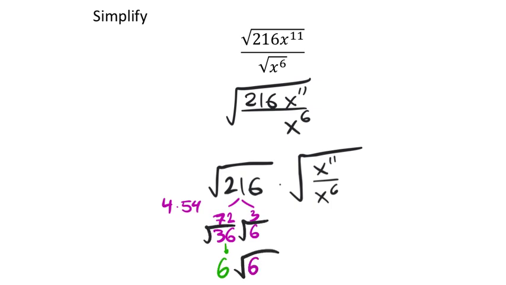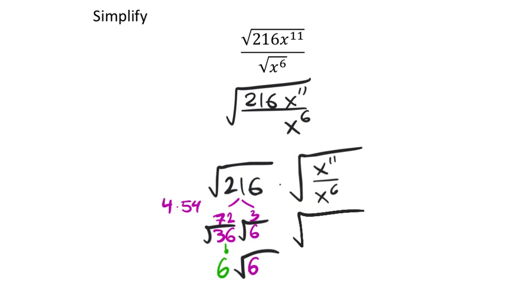Now, differentiate these two 6's, right? Like the green 6 came from the square root of 36, and this purple 6 is still in the square root. All right, so that's the numbers part. And by the way, if you just typed in the square root of 216 in your calculator, it would have given you 6 times the square root of 6, which is legit. It's a legitimate way to do this problem. But now we got to deal with those x's, right?